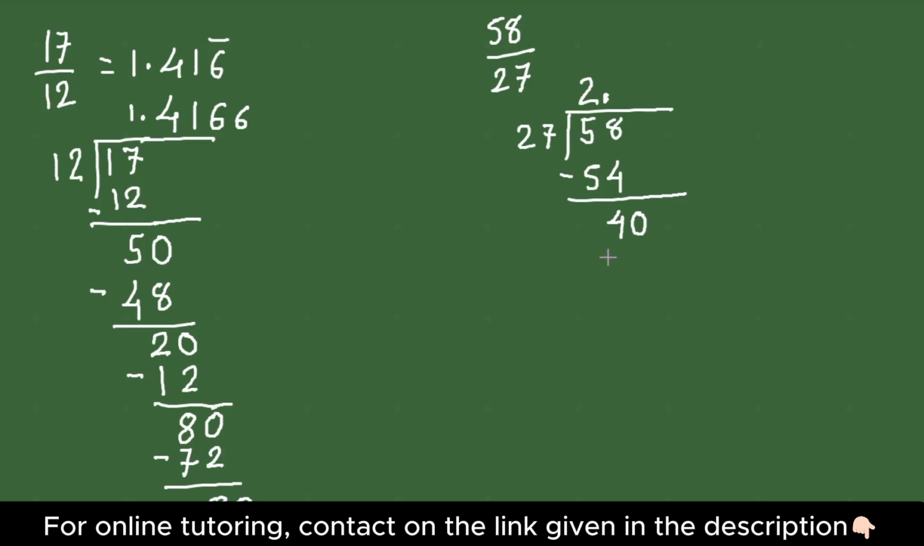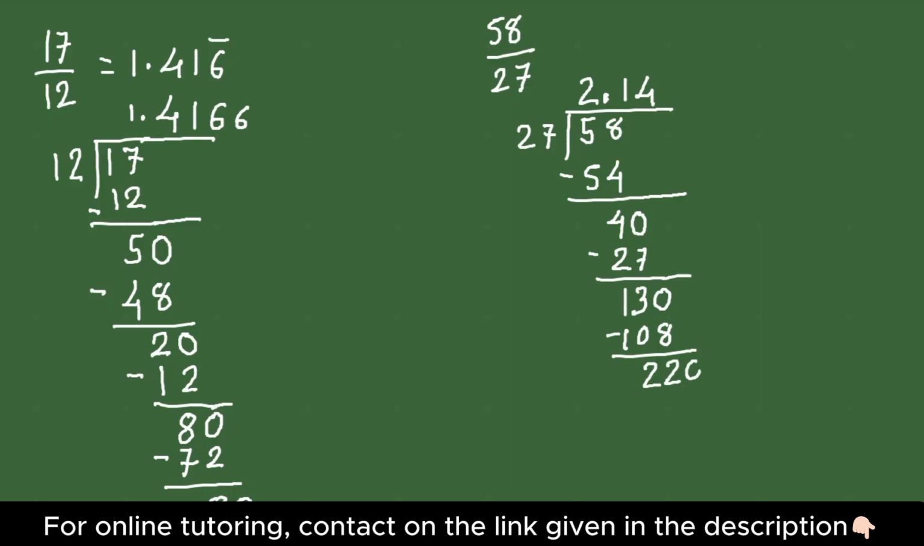So now we have 40. 27 goes once into 40 and 27 times 1 is 27. 40 minus 27 would be 13. Since we have already written a decimal point in our quotient, we can write a 0 after 13. So now we have 130. So 27 goes 4 times into 130. 27 times 4 would be 108. And 130 minus 108 would be 22.